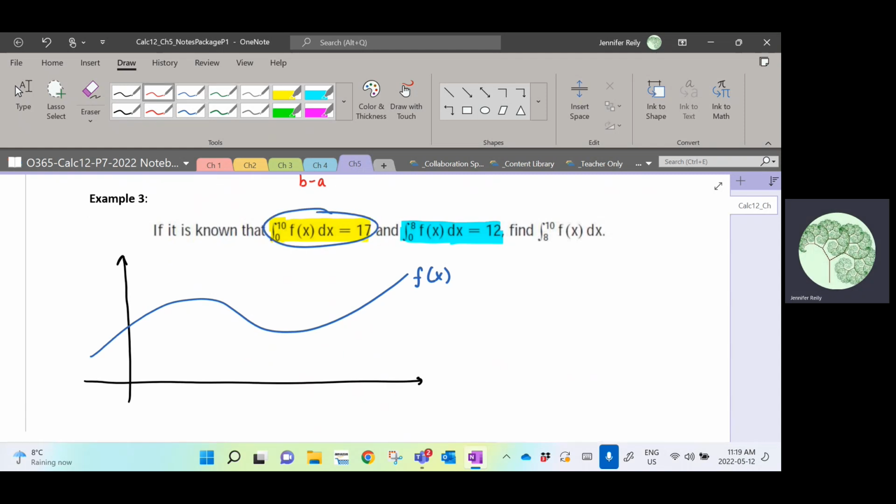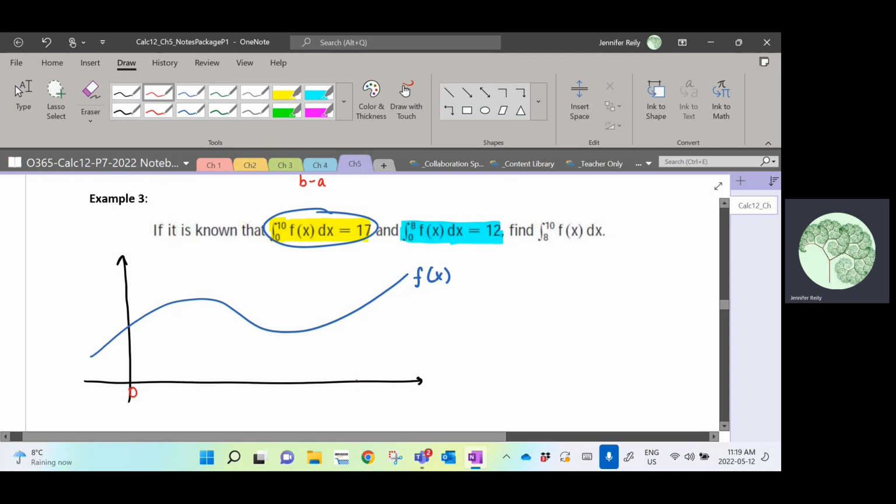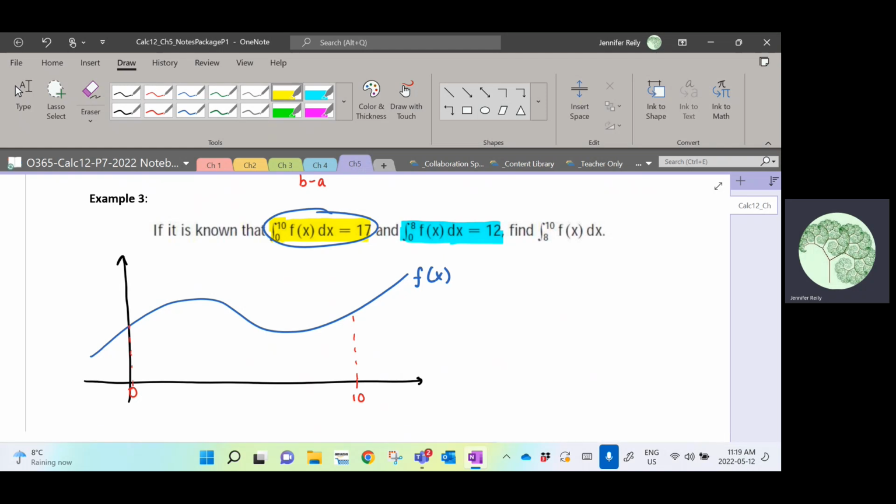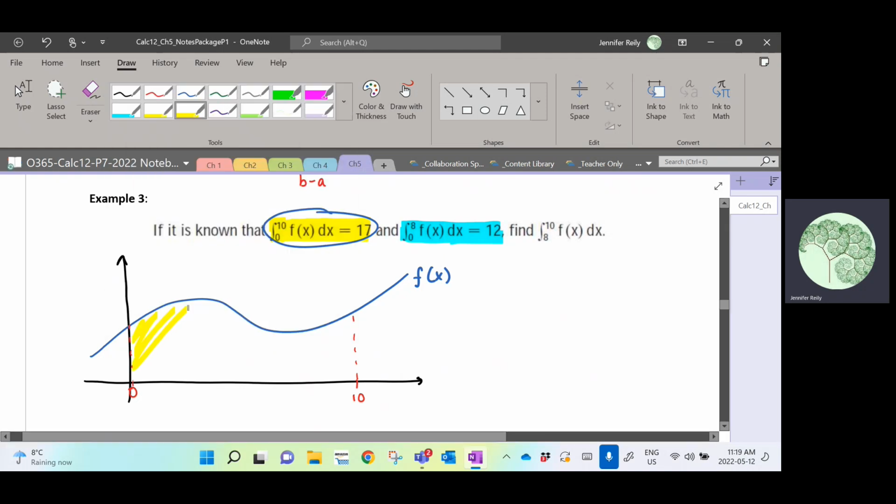Okay, so let's draw what's showing in yellow here first. So it's saying that the area from x equals 0 to x equals 10 is 17. I'm going to shade it in yellow just because I've highlighted it in yellow already. Okay, so this area here is equal to 17. I've drawn it above the x-axis since it's positive. And the area from 0 to 8 in this integral here is 12. So I'm going to draw 8 on my graph here, and I'll shade that in. So this part here that I'm shading in is 12.